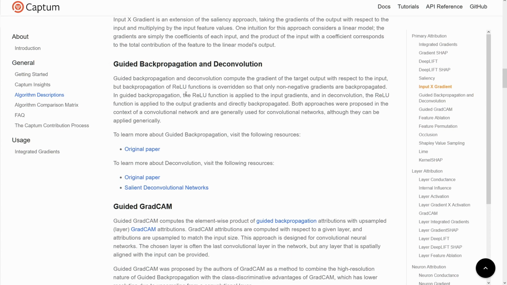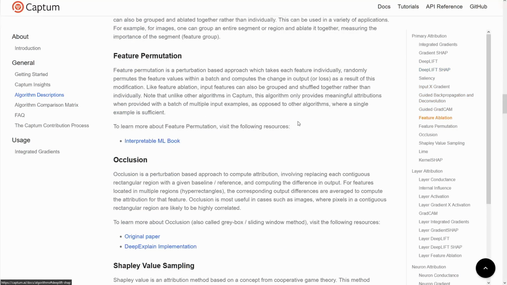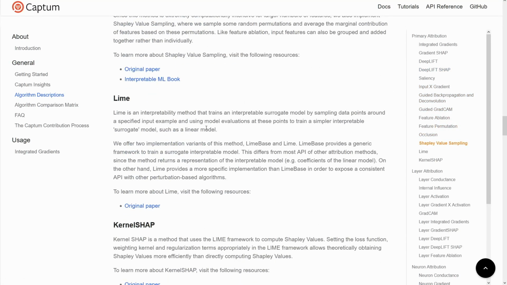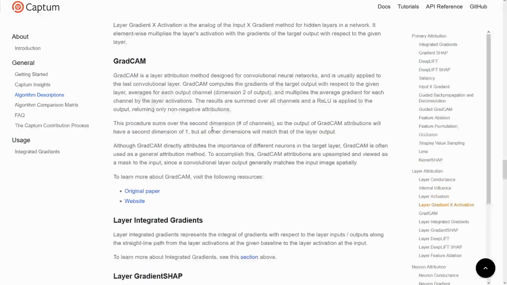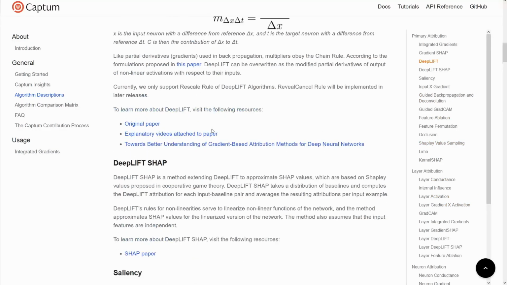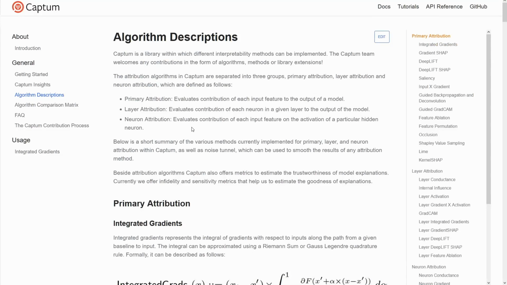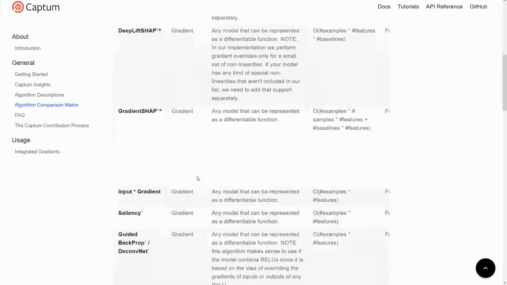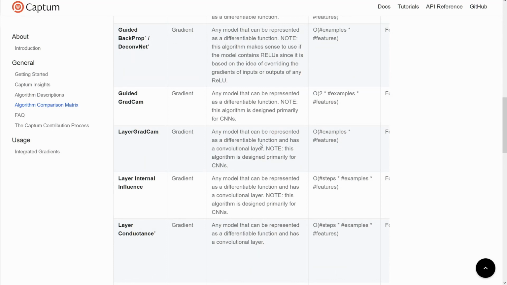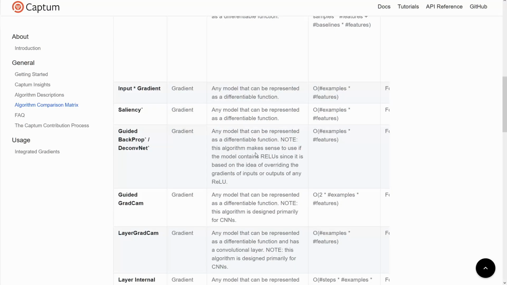I think this is a very nice description where you can find quite a lot of approaches for explainable AI. Here, for example, LIME, kernel SHAP, layer attribution. So really interesting if you want to play around, if you want to have a deep dive into this, if you want to have a short look at it, no problem at all. You have a comparison matrix. You can compare them, input-output example, features and so on.